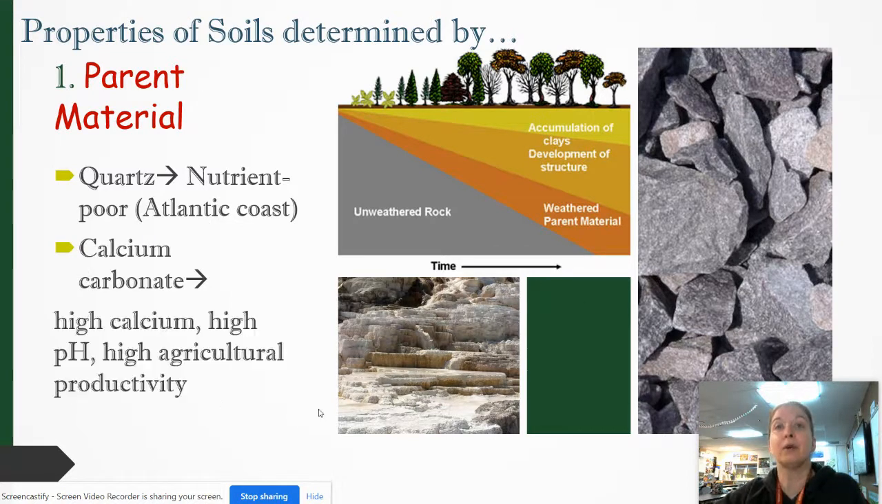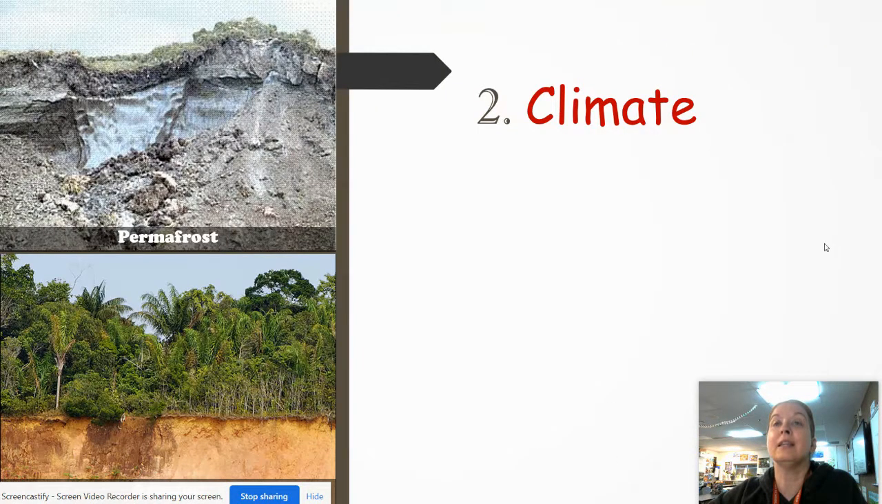Calcium carbonate is more common around here. Very high calcium, high pH, great for agriculture productivity, less good for kidney stones. Areas with lots of calcium carbonate tends to get into the water and then into your body, and those areas tend to have higher rates of kidney stones. So there you go.